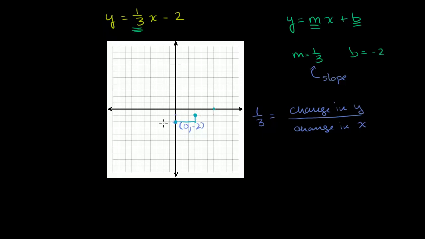If x goes down by 3, y will go down by 1. If x goes down by 6, y will go down by 2. It's that same ratio. So 1, 2, 3, 4, 5, 6, 1, 2. And you can see all of these points are on the line. And the line is the graph of this equation up here. So let me graph it. It'll look something like that. And you're done.